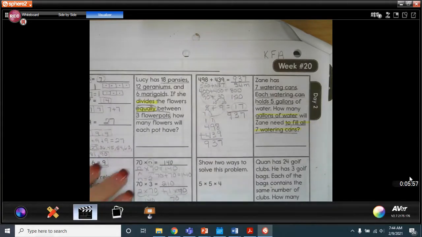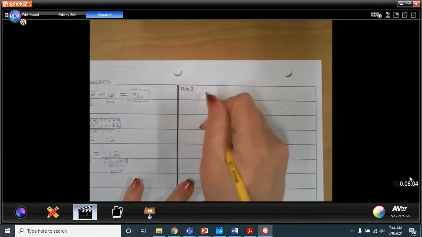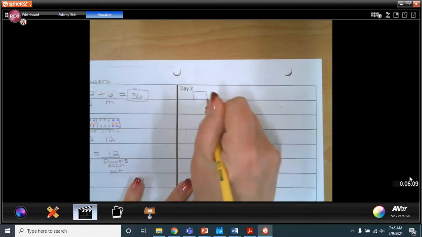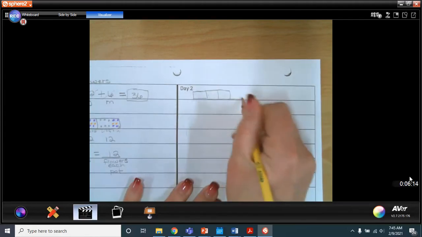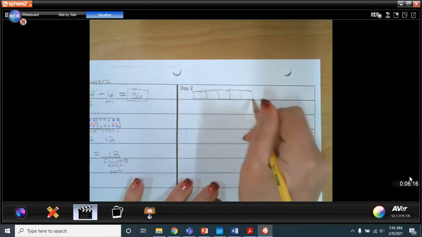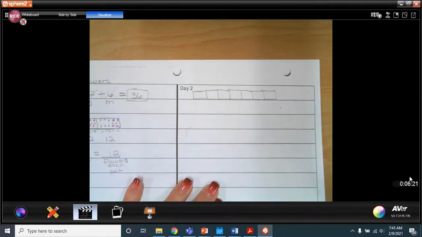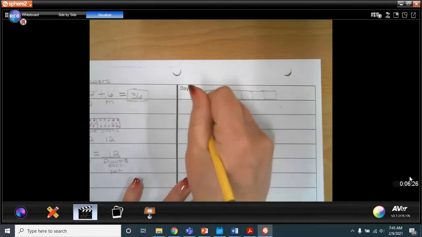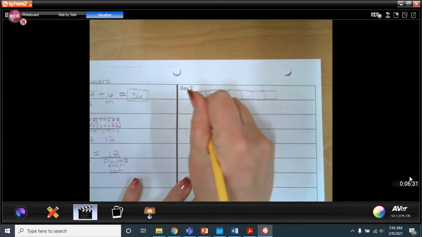So let's go ahead and turn to our backside, and everybody should be doing this as well. Here's Zane, and he's got 7 watering cans. So I'm just going to draw a bar for each of my watering cans. So that's 4, 5, 6, and 7. So right now he has 7 watering cans. That's what I've drawn so far. And we fill, what do we fill each watering can with? 5 gallons of water.